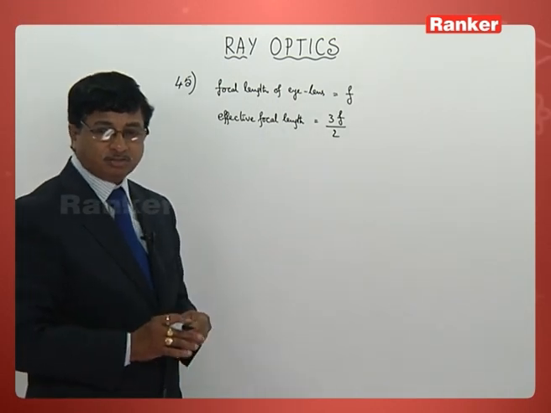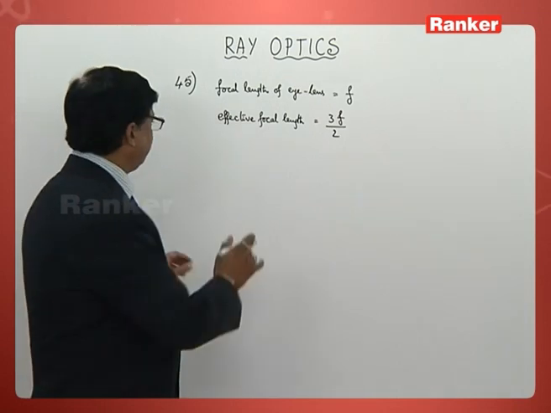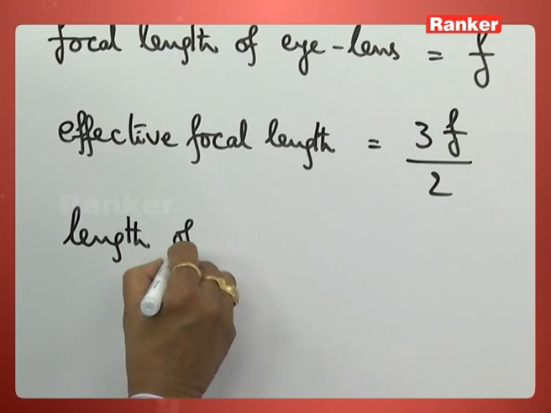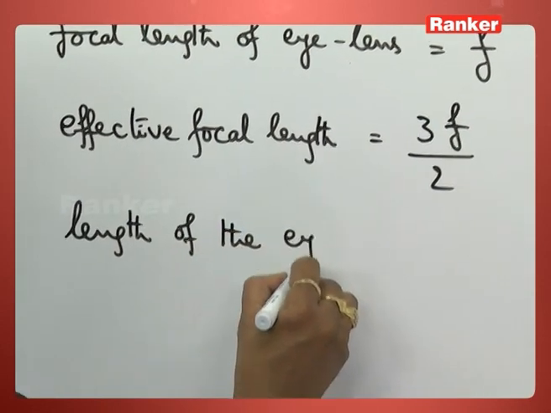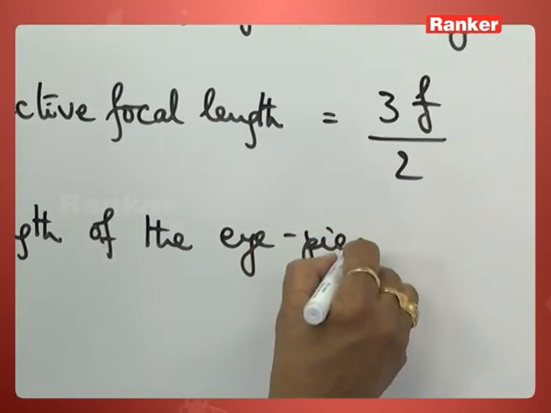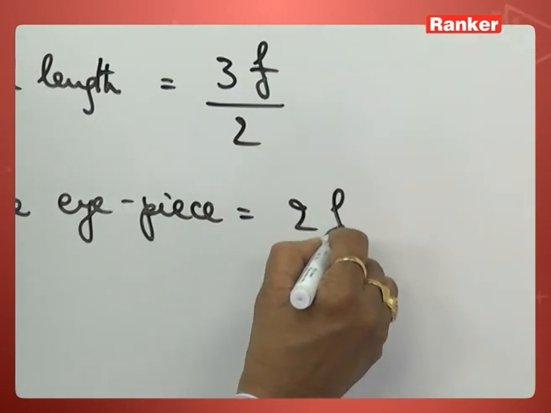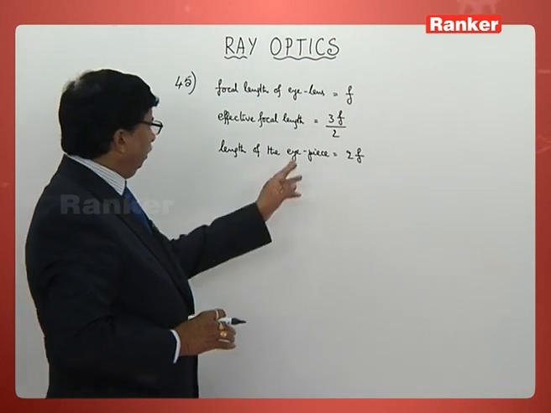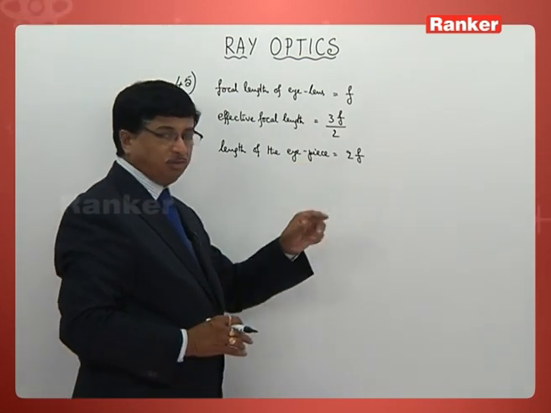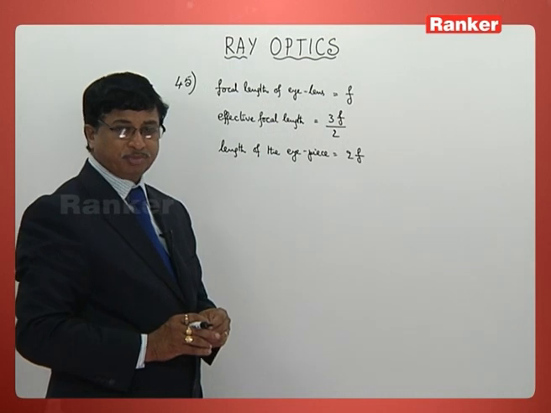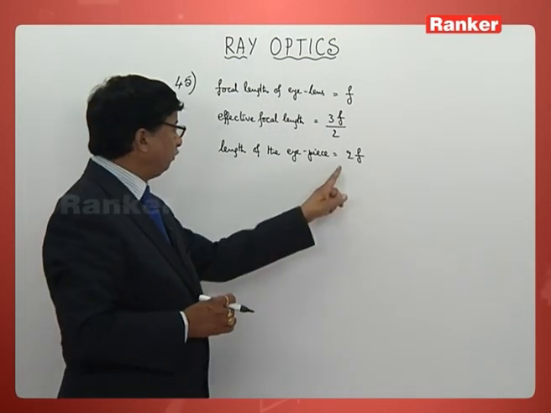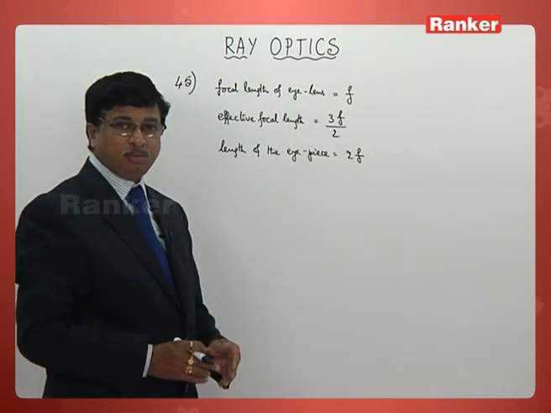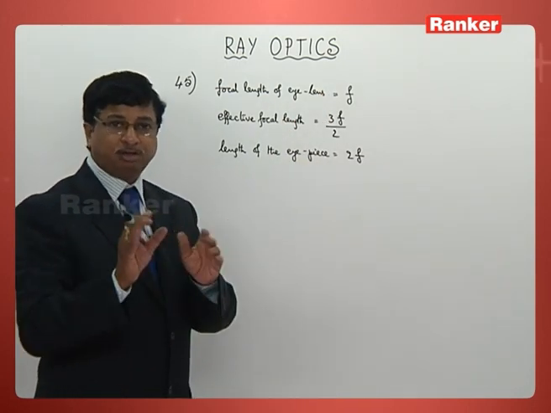And what next is he asking? Length of the eyepiece. Length of the eyepiece is nothing other than the distance of separation between field lens and the eyelens. In the case of Ramsden's eyepiece, it is 2f/3. In the case of Huygens eyepiece, it is simply 2f. So three values he is giving us in the problem for which the ratio is to be calculated.